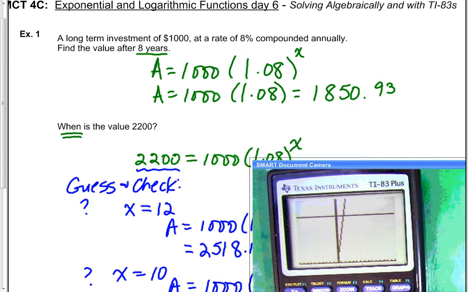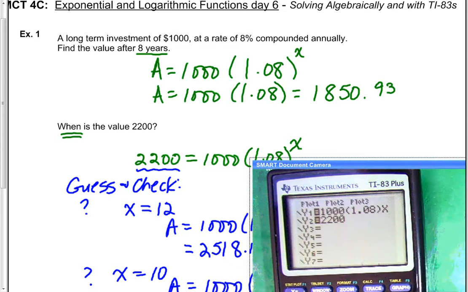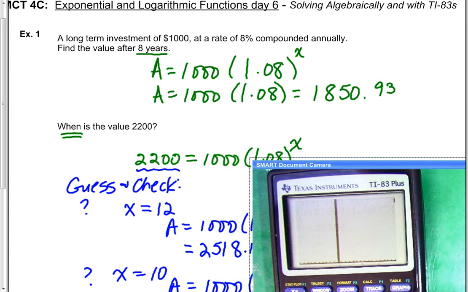I have a strange feeling I did something wrong. That looks like a straight line. Yes, I did. This is to the power of x. Silly me. So insert power of, graph. This should look exponential.